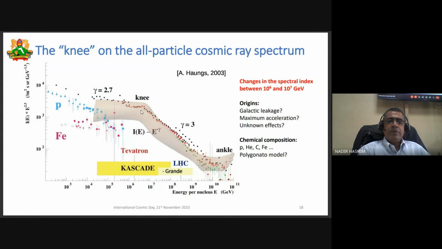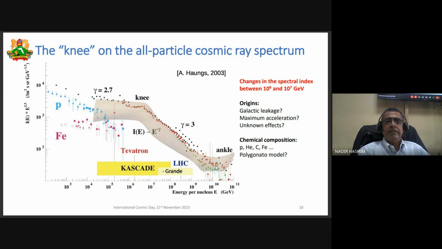We call it the knee because there's a change in the spectral index. This is an image of the human leg, and on top of it, the data is superimposed, scaled to energy raised to 2.5, so that we see the changes in the spectral index. At about 10^15 electron volts, or 10^6 to 10^7 GeV, there is a visible change in the spectral index from 2.7 to 3. That's the region we call the knee on the all-particle cosmic ray spectrum.